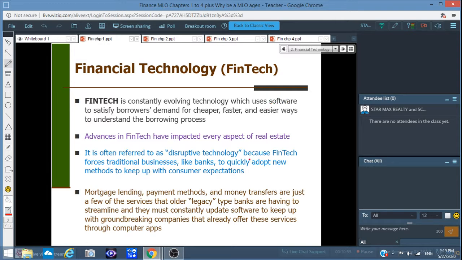Okay, so all of the advances, right? Previously, we didn't have, right? Like GPS, right? We used Thomas Guides, okay, etc. So it's a disruptive technology that changes the way that we do business, okay?